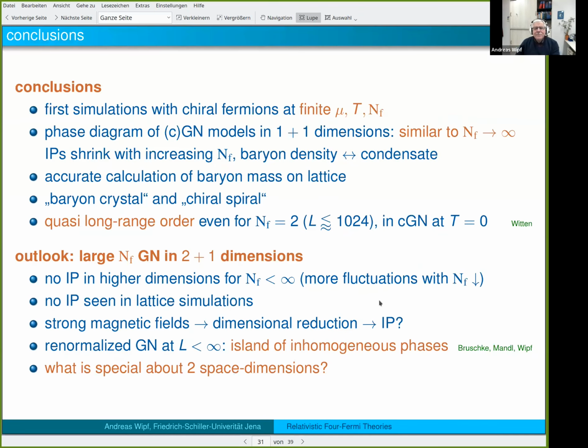Okay, I skipped some part, but time is anyway running. So let me instead summarize, and if you have questions about higher dimensions or magnetic field, we can do that later.